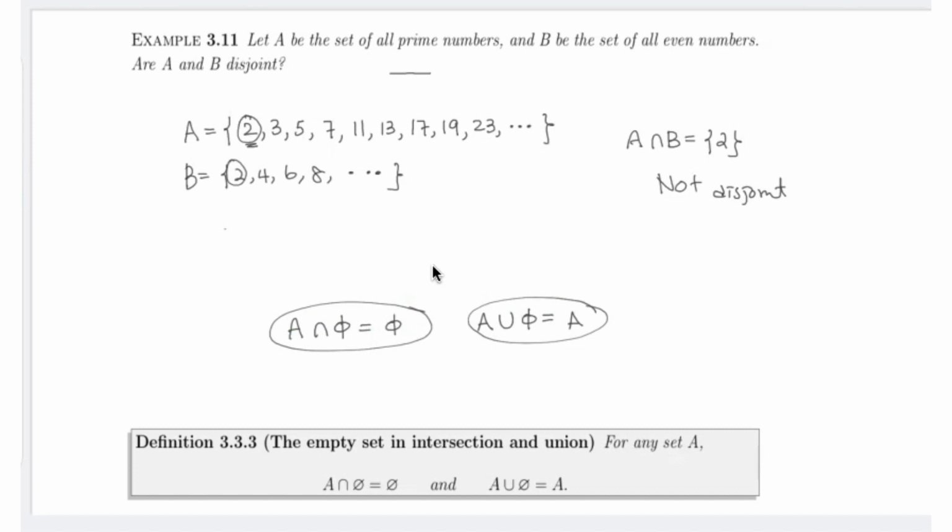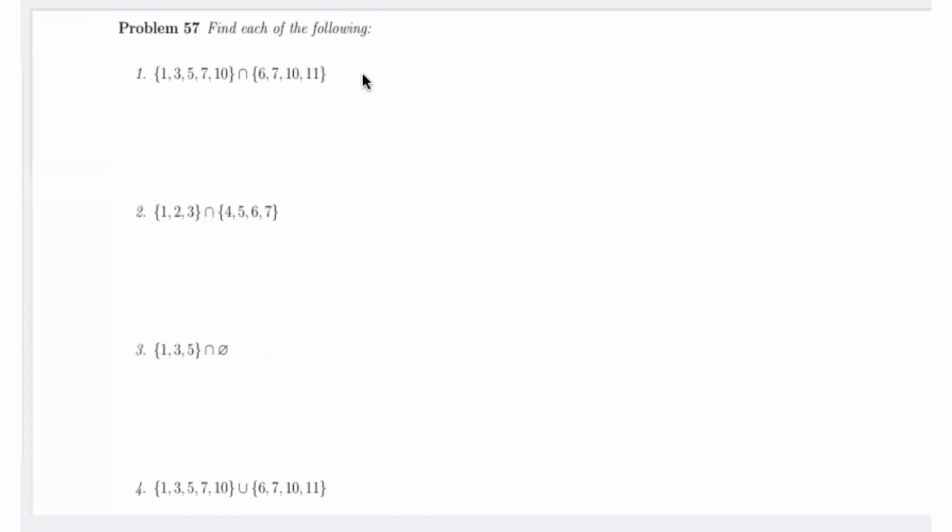And if you want to find the union, you have one set with elements and the empty set with no elements, so you can't really add anything together. So it's the original set. Let's have an exercise. We need intersection and union. Intersection means common elements. Union means everybody.